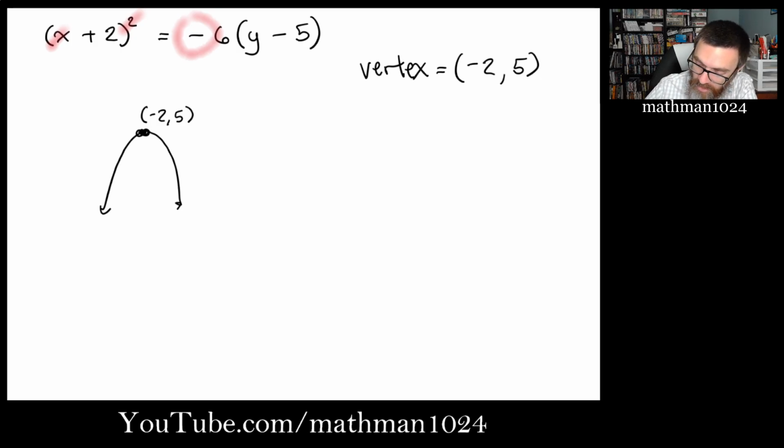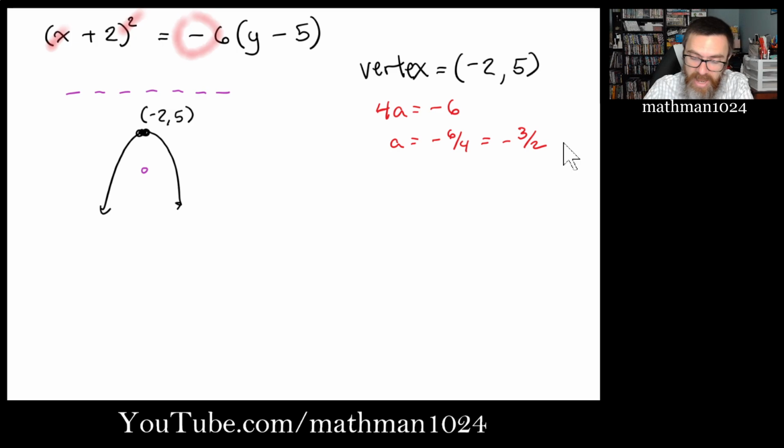I now need to figure out what is the difference between my vertex and the directrix, and then my focus. Now understand, this picture is definitely not going to be to scale. It's definitely going to be off, but again, it's all about understanding the concepts. So for a is equal to negative 6, which means a is equal to negative 6 over 4, which is negative 3/2. So that's the distance between my vertex and the directrix, and between my vertex and the focus.